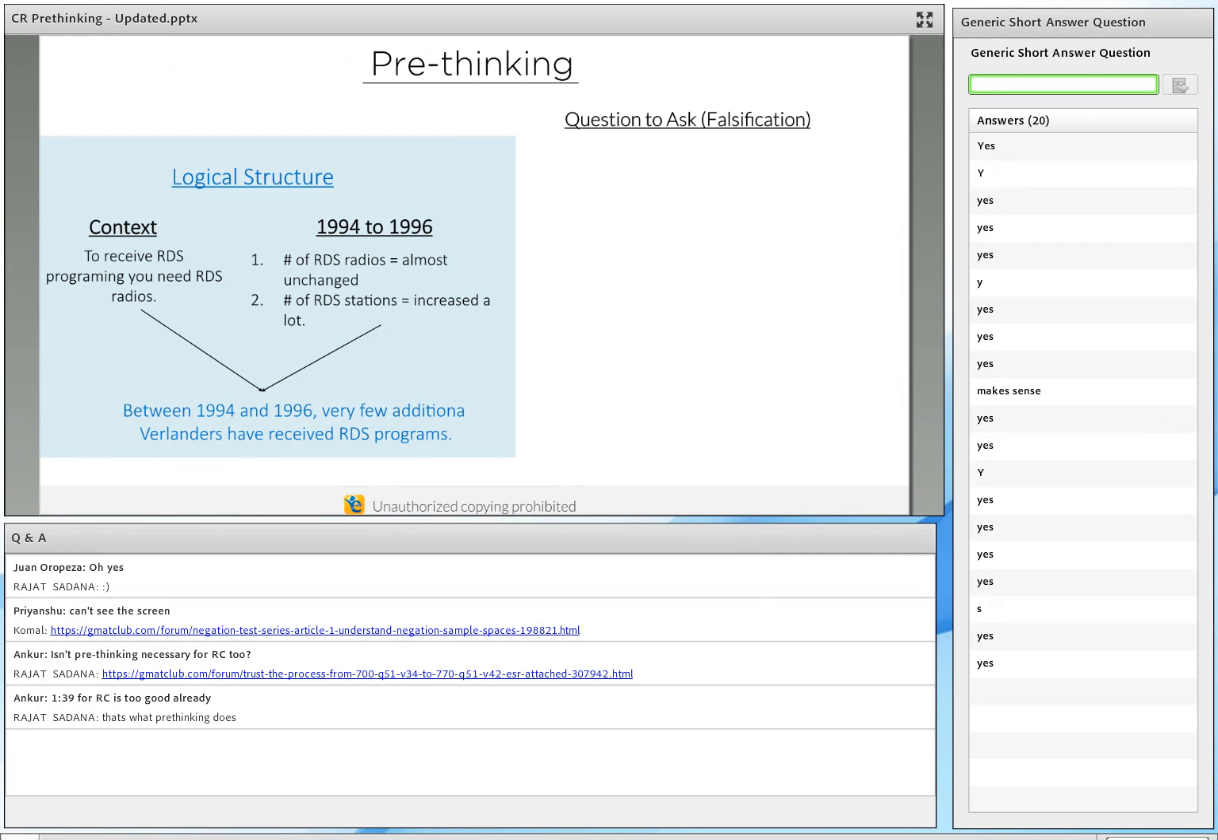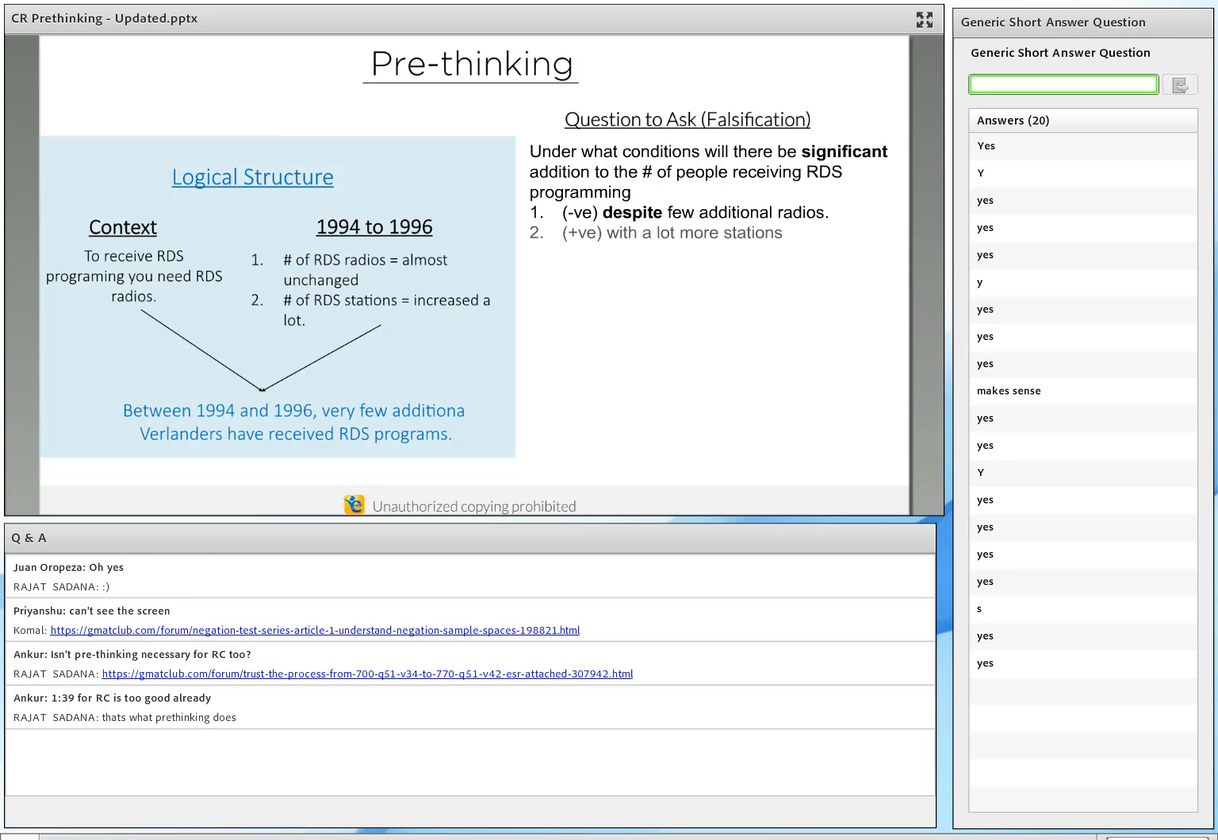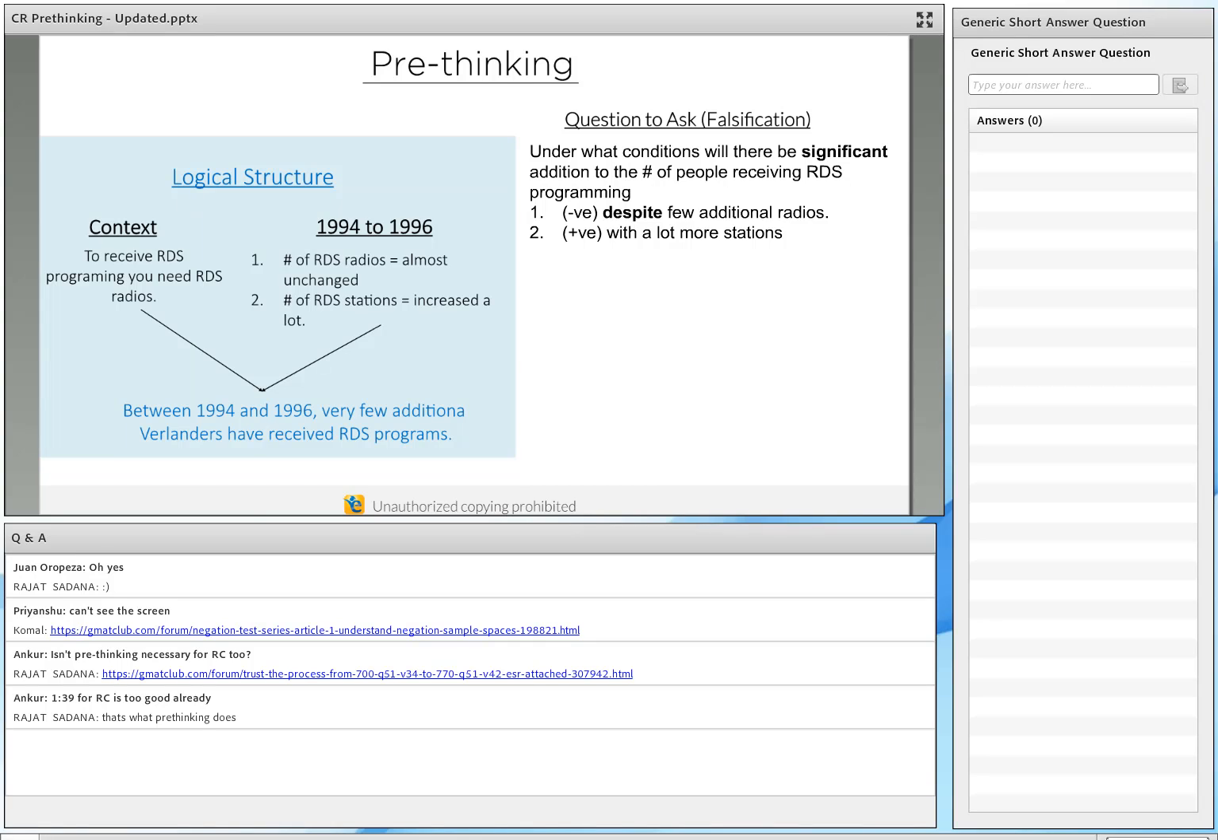So let's do our falsification question. The falsification question would be, under what conditions will there be a significant addition to the number of people receiving RDS programming despite very few additional receiving radios and with a lot more stations? What are the scenarios in which I can break the conclusion down? Can you guys tell me? What are my falsification scenarios?